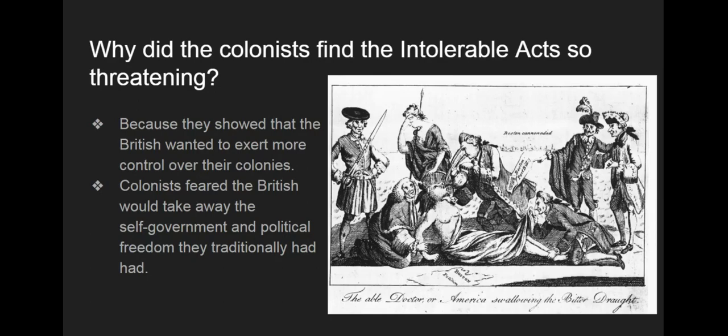What the colonists found so threatening is that it showed that the British wanted to exert more control over the colonies, which the colonists were very concerned about. They also feared that the British would take away self government from the colonies and that they would not have the political freedom that they traditionally had had in the past.